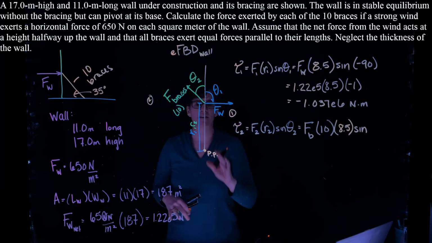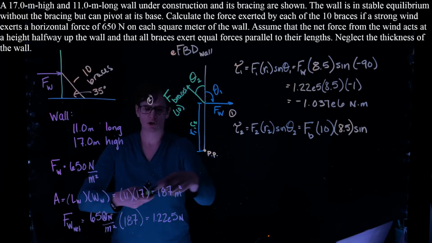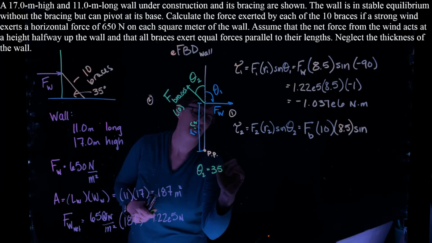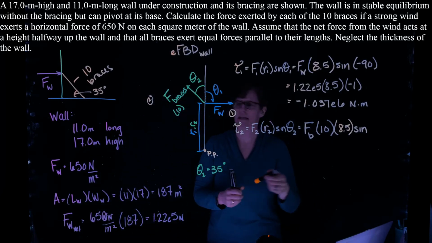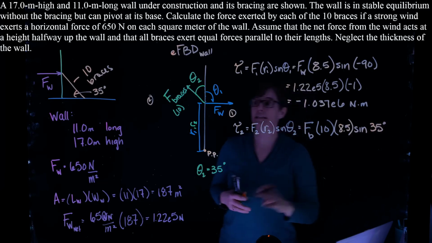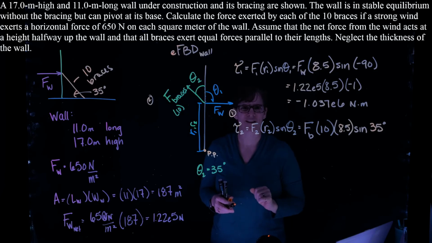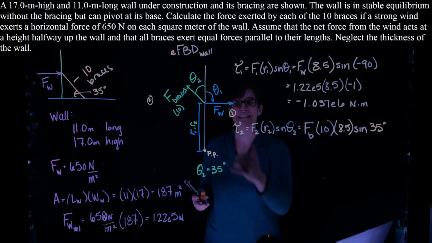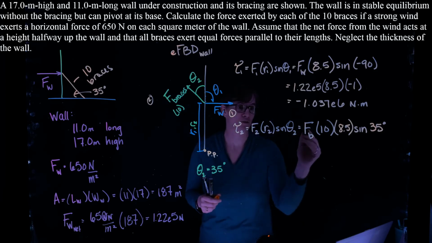That is 35 degrees. If that's 35 degrees, that makes theta 2 also equal to 35 degrees. And again, that was given in the problem. I just missed it in my picture. So we have the sine of 35 degrees. It is a positive value because as we curl in that counterclockwise manner, this will give us a positive value, and indeed, force number 2 is exerting a torque in the positive direction.